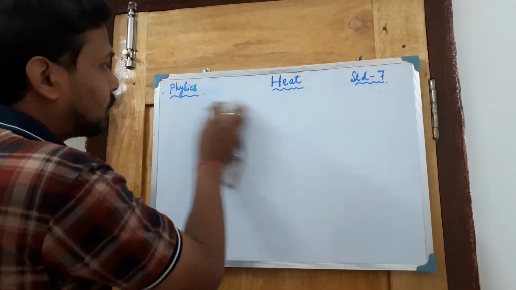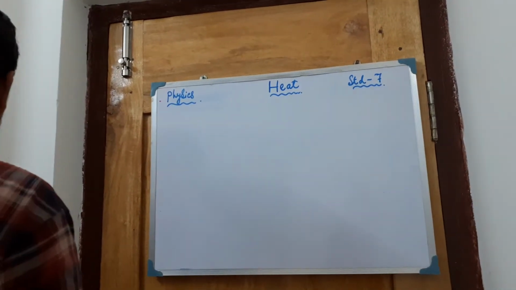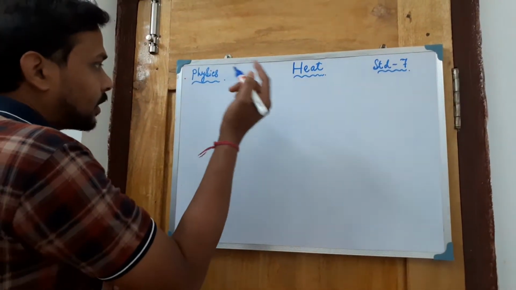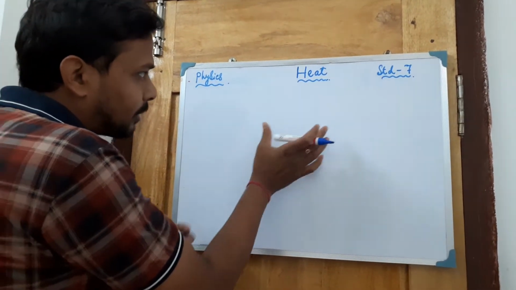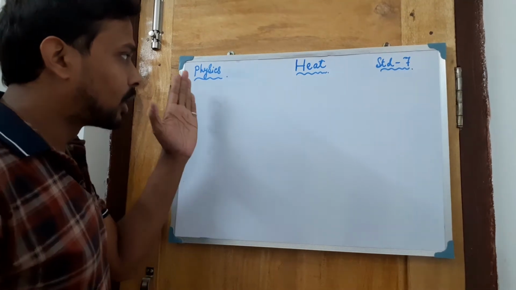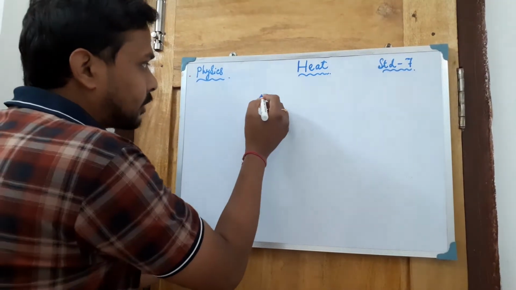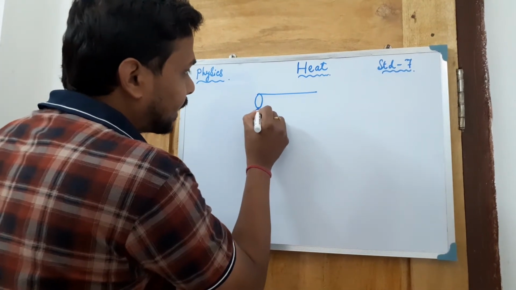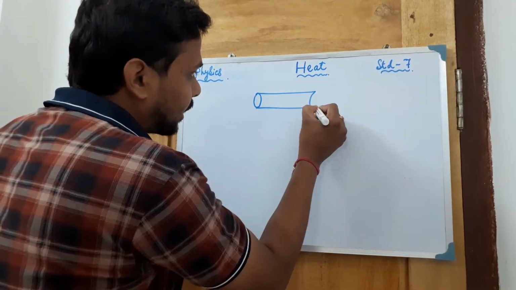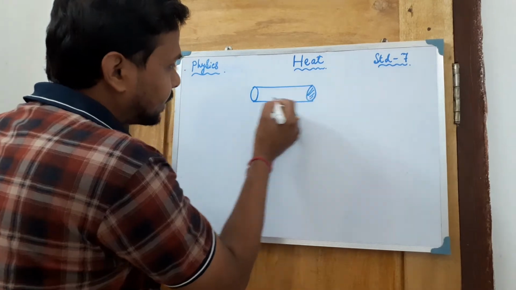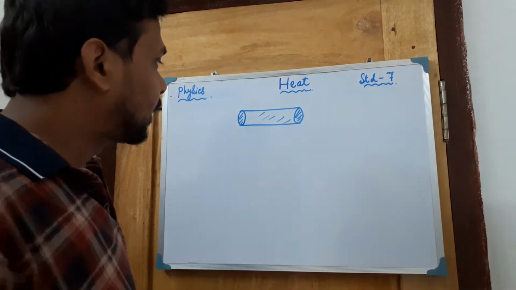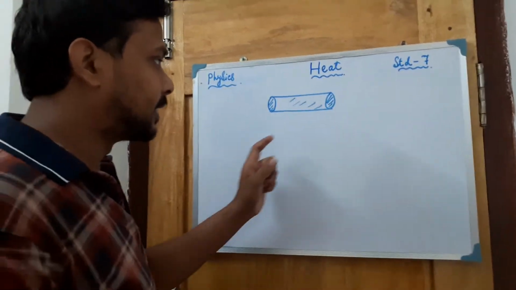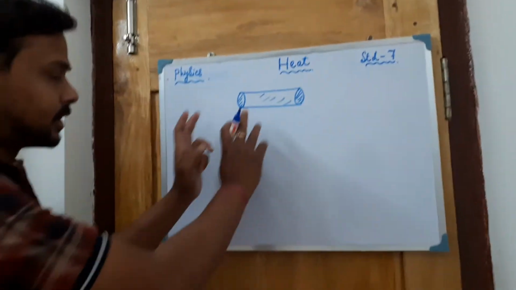So the next one is the most important thing: good conductors and bad conductors. If you talk about the flow of heat from one portion to another, suppose I am drawing a cylindrical rod here. A cylindrical body, made of any type of material, I don't know whatever material it is made up of.